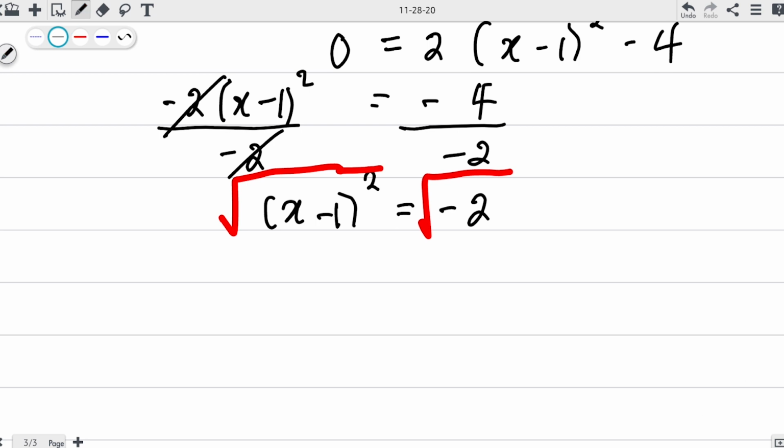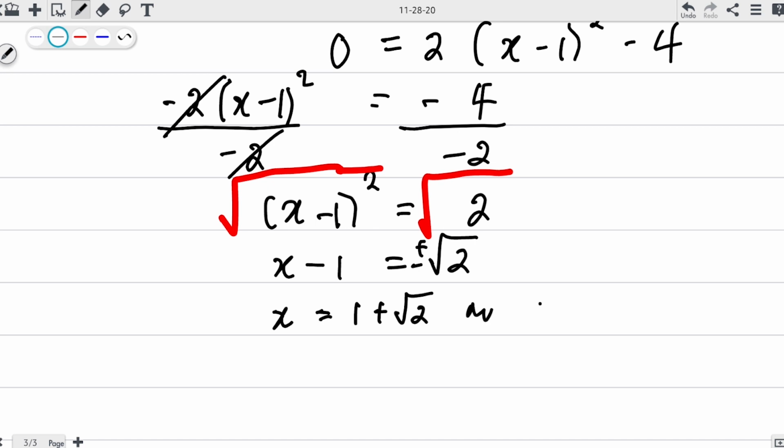And we will get x minus 1 equals... Uy, sorry. This should be plus, kasi negative 4 over negative 2 should be plus. Okay. And we have square root of 2. In this case, let's leave it plus or minus. So therefore, the two values of x will be x equals 1 plus square root of 2, or x equals 1 minus square root of 2.